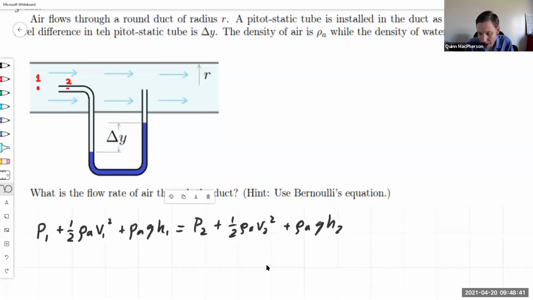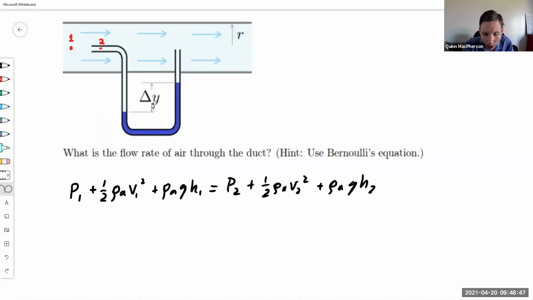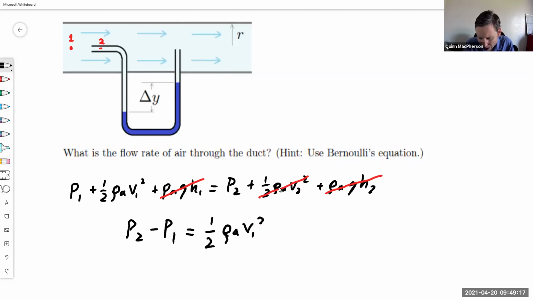When we compare these, you'll notice that points 1 and 2 have the same height, so we can kill those two terms. Also, the velocity at 2 is 0 because this air isn't moving once it gets into the pitot tube. So we can solve for P2 minus P1. Move P1 over to the other side, and we find that's equal to 1/2 rho of air V1 squared. That tells you the relationship between the pressure difference and the velocity of the air.